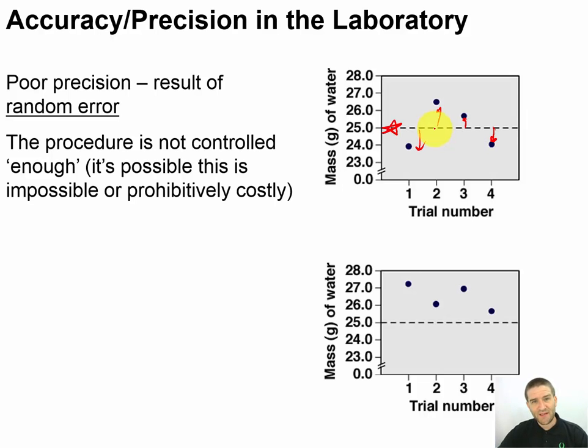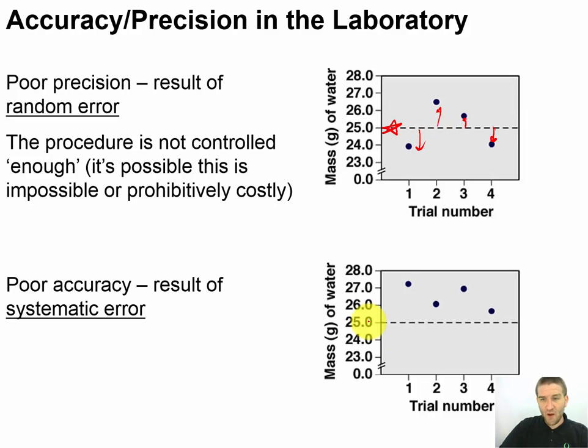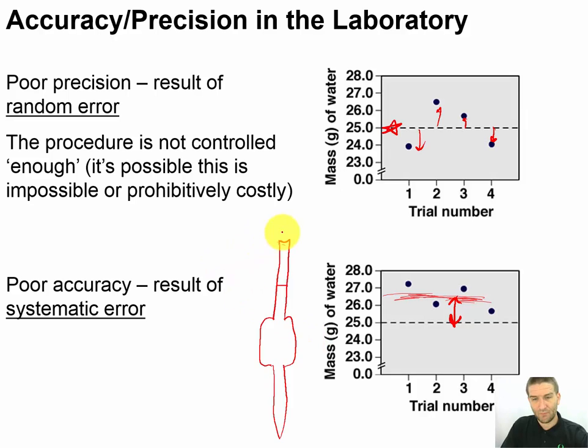Now let's look at the bottom example. This is an example of poor accuracy. And you can see here that the average of these probably sits right about here to do it without any math. Somewhere in that range is probably our average, right? And obviously, that's a decent distance from the true value. That's going to be an example of systematic error. What do I mean by that?